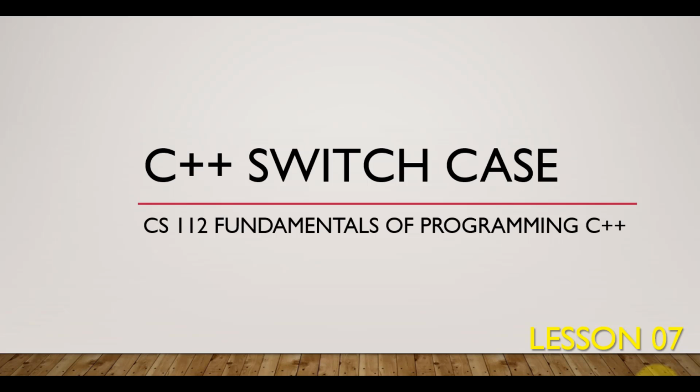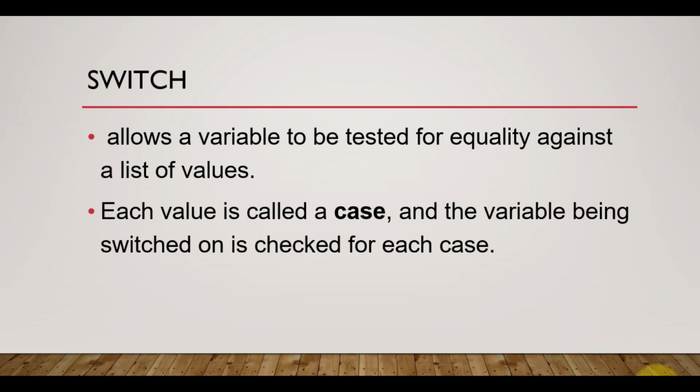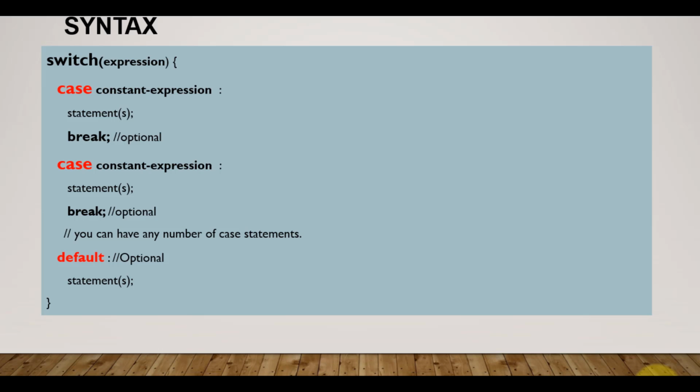Okay, now what exactly is a switch case? Using a switch, it allows a variable to be tested for equality against a list of values. For this, there is what we call a case. So each value has a case, and the variable being switched on is checked against each case. You will know once I give you the sample output for this one.